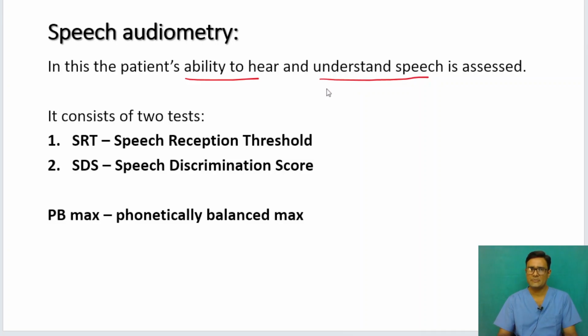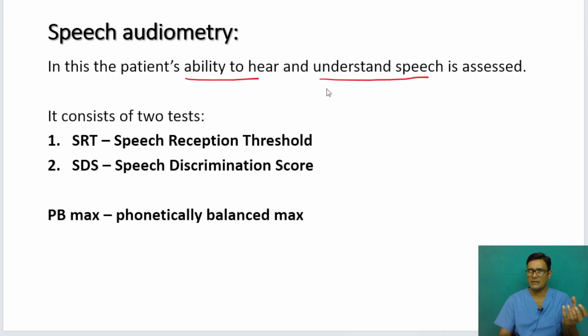Whether it is pure tone audiometry, we are trying to know how much is the hearing loss of the patient. Speech audiometry is the only place where we are having a much more practical aspect of it. Pure tone audiometry, impedance audiometry, these are all more in the purview of the ENT surgeon, and speech audiometry will go more in the purview of an audiologist.